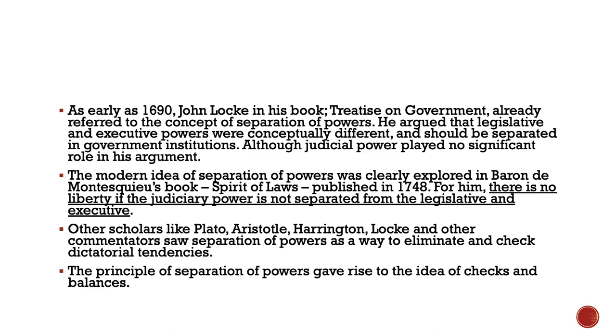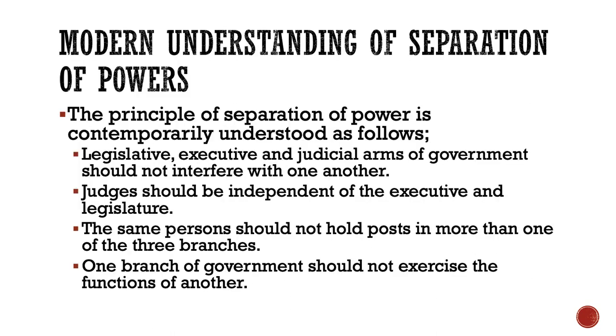So, from what we have said, it is obvious that separation of powers is similar to the doctrine of checks and balances, and we'll go into that in a moment. But let us see now what is the modern understanding of separation of powers. In a brief summary, the principle can be understood as follows. Number one is that the organs of government, the legislature, the executive, and the judiciary, must not interfere with one another. Their functions must be independent, must be separate, and they must have the freedom to operate within the sphere of influence, the functions they have been assigned to do.